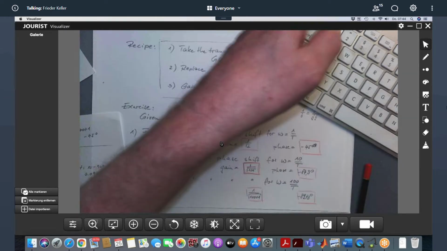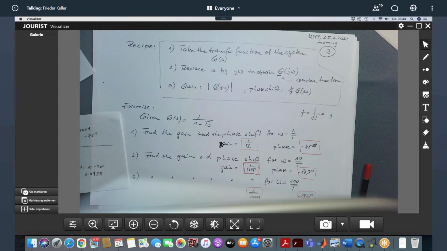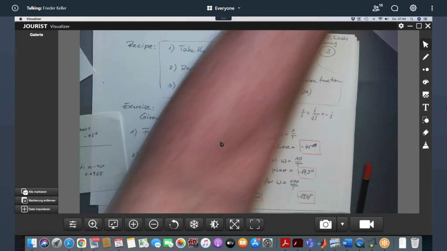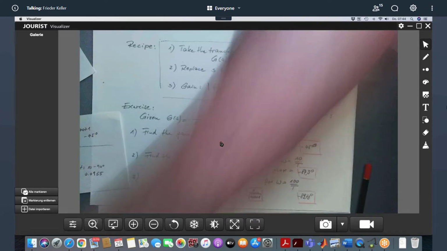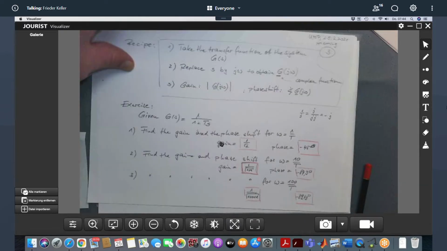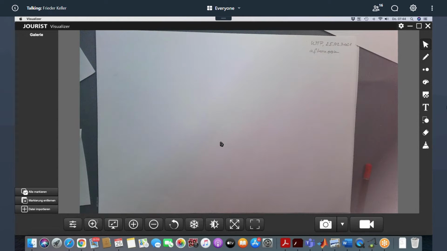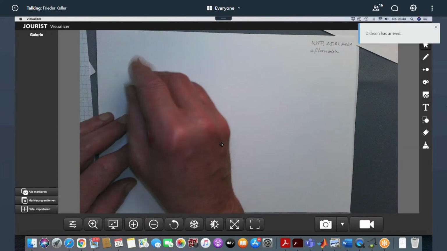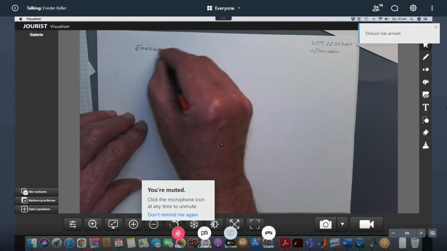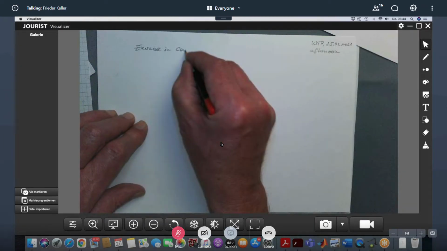Well, the question is if you need one more exercise. Well, we will do it. Some exercise in complex numbers. Exercise and complex numbers.